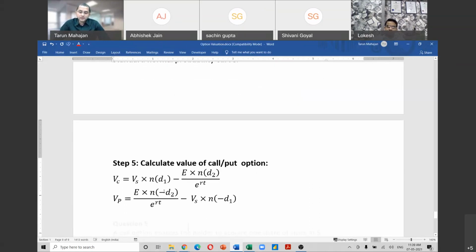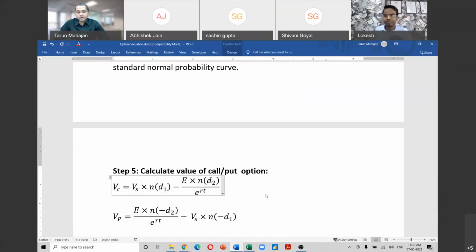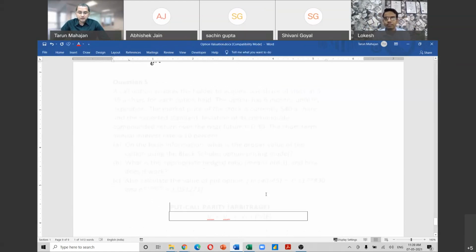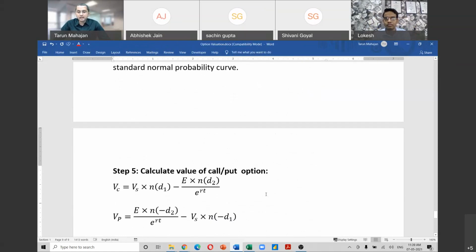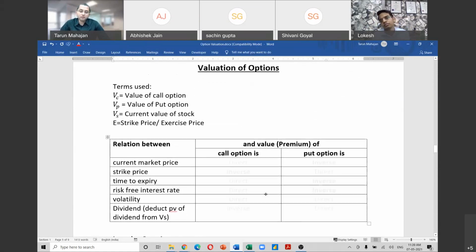And then finally, you can use this formula. VC is equal to Vs into ND1 minus E into ND2 divided by E to the power RT. That's the Black-Scholes formula. I doubt that in examination they will expect you to write down this formula, but definitely this formula can help you. All this discussion can help you to fill up this table, and they always ask at least one MCQ based on this table. Now let's talk about this table.